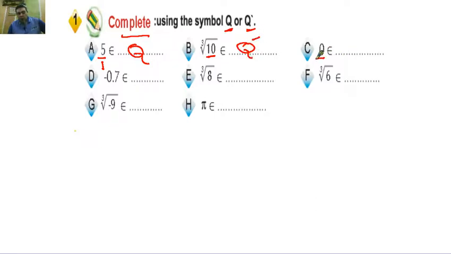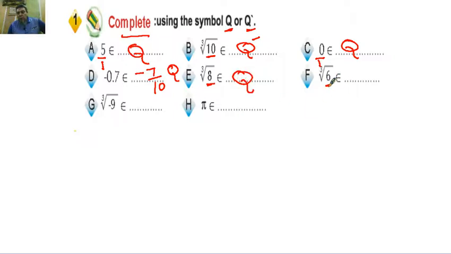0 over 1 or 0 over 2 is in the form a over b and b is not equal to 0, so it belongs to Q. Negative 0.7 equals negative 7 over 10. It is in the form a over b and b is not equal to 0, so it belongs to Q. Cube root of 8: 8 is a perfect cube, so cube root of 8 equals 2. 2 belongs to Q.